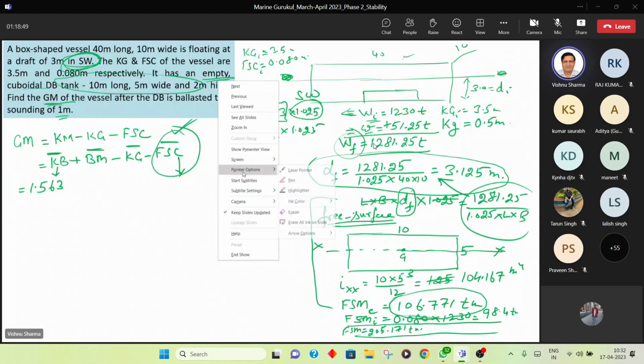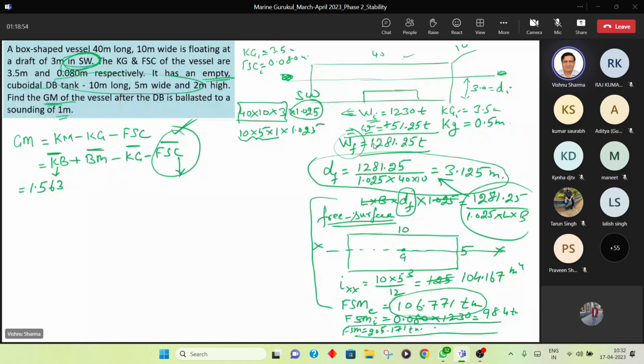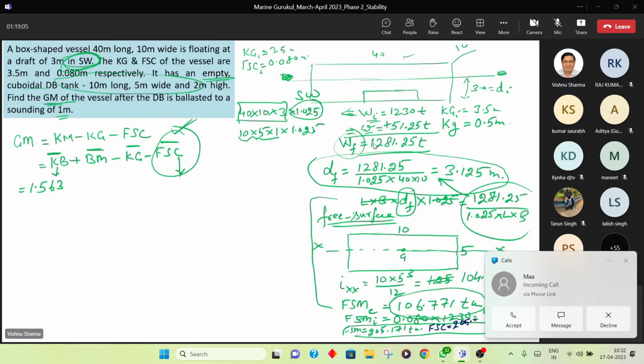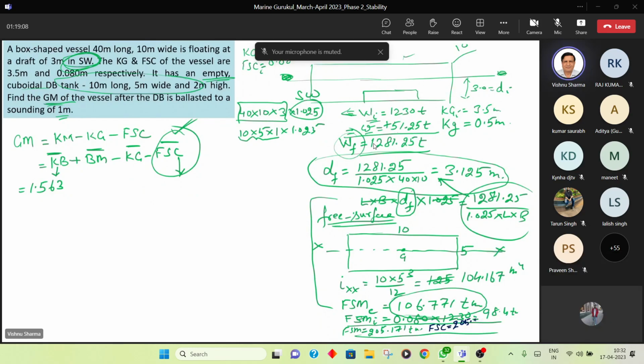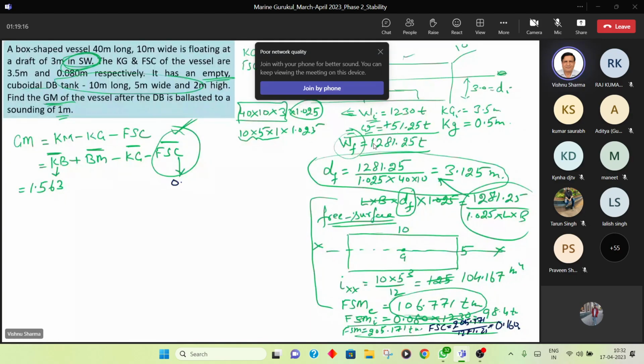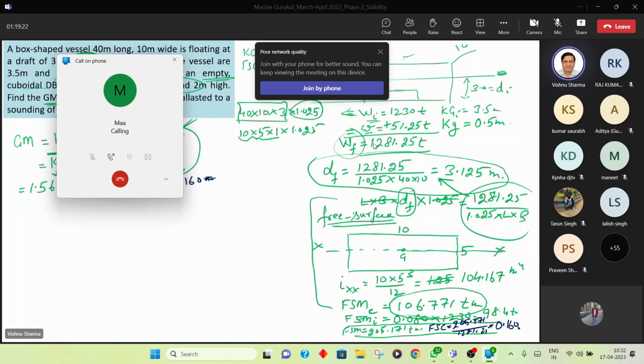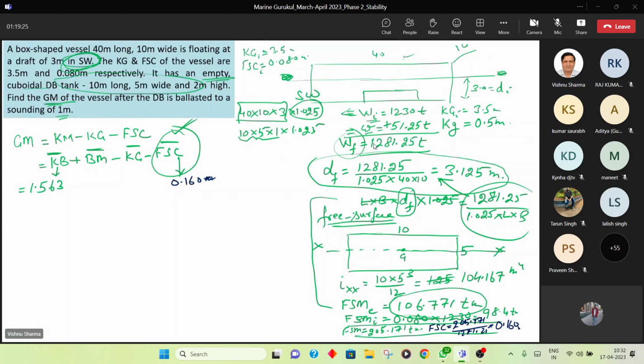So now, what will be the final FSC? Final FSM divided by final W. Yes, very good. So the final FSC, which I'm writing in blue here, will be the final FSM, that is 205.17, divided by 1280. So this is 0.160 meter. I have already calculated this FSC now. Guys, up to FSC, everybody is okay?